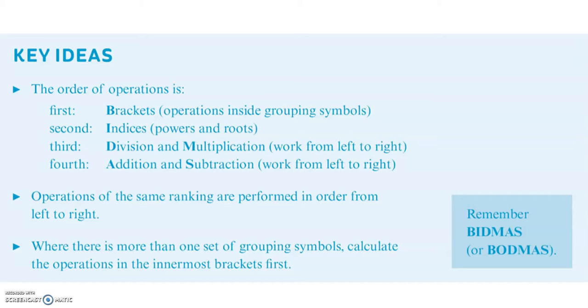And then once you've dealt with all your divisions and multiplications, you move on to any addition or subtraction, and again you work from left to right. So it doesn't necessarily mean the addition goes first. If there is a subtraction to the left of an addition, you would have to do the subtraction first. And basically that's what this second dot point is saying, the fact that operations of the same ranking are performed in order from left to right. So with division and multiplication you work left to right, and same with addition and subtraction.